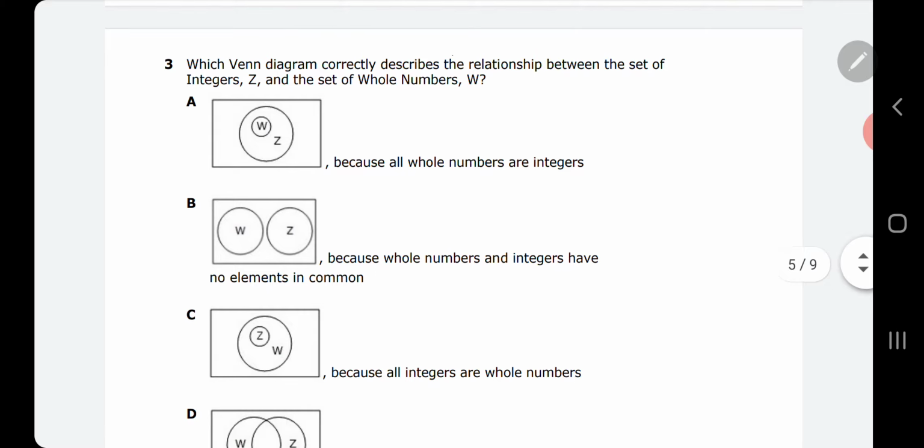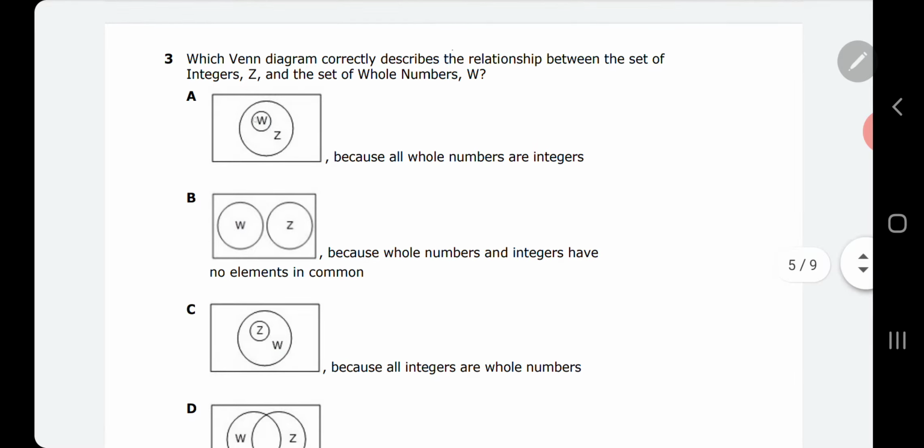All right, which Venn diagram correctly describes the relationship between the set of integers Z and the set of whole numbers W? Well, we should know that the set of integers contains all the whole numbers, so the whole numbers are a subset of the integers. So our W, smaller circle, is inside our bigger circle, the integers. That does make sense because all whole numbers are a subset of the integers. So A is correct.